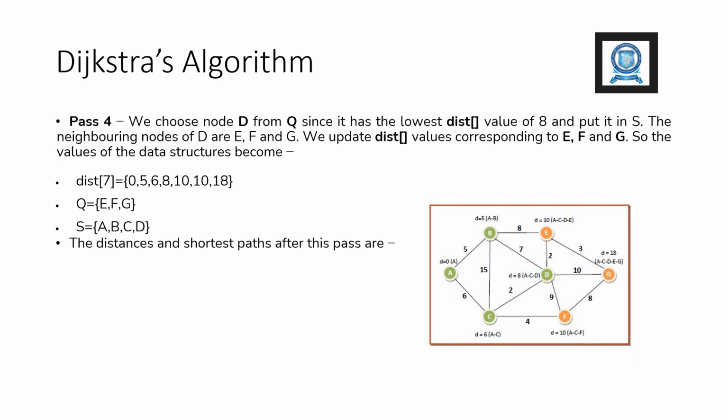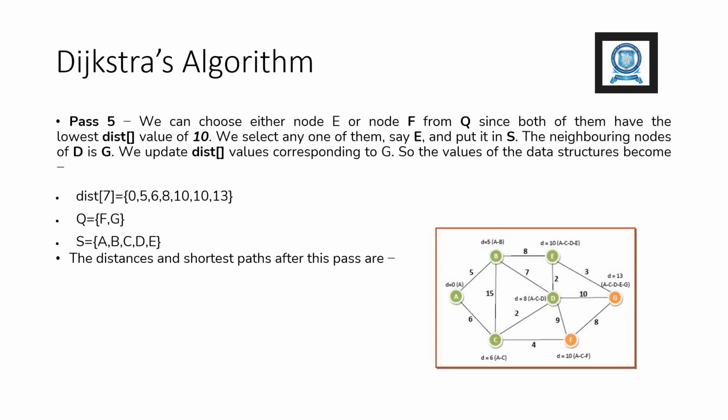In pass 4, we choose node D from Q since it has the lowest dist value of 8 and put it in S. The neighboring nodes of D are E, F and G. We update dist values corresponding to E, F and G. So the values of the data structure become dist of S is equal to 0, 5, 6, 8, 10, 10, 18. Q is equal to E, F, G. S is equal to A, B, C, D. The distances and shortest paths after this pass are shown in the diagram.